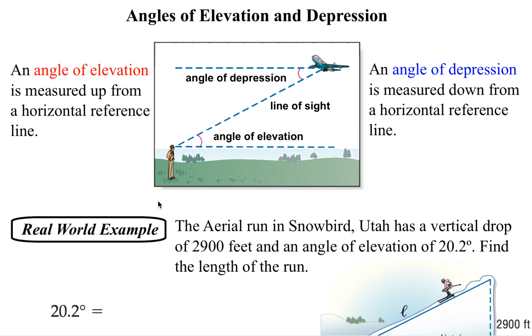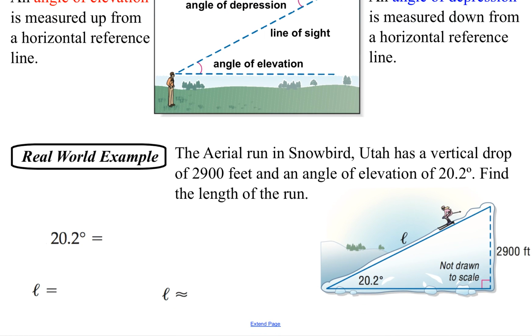And lastly, here we go with the angle of elevation and depression. An angle of elevation is an angle that's measured up from a horizontal reference line. So once you have your horizontal line of reference, if it's going up, it's an angle of elevation. If it's going down, it's an angle of depression. So let's see how we would use that in the real world.